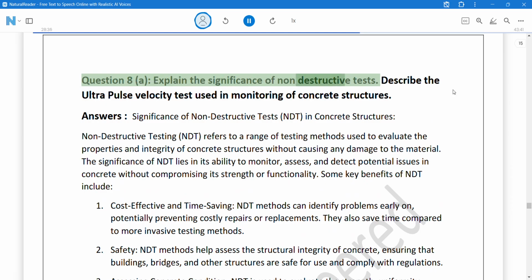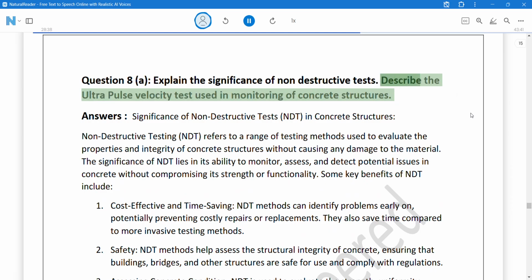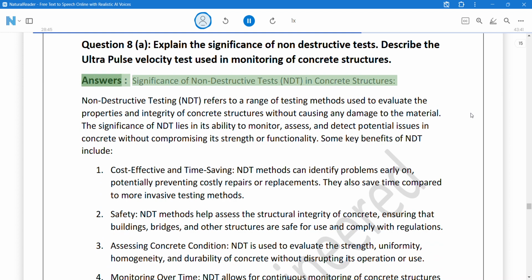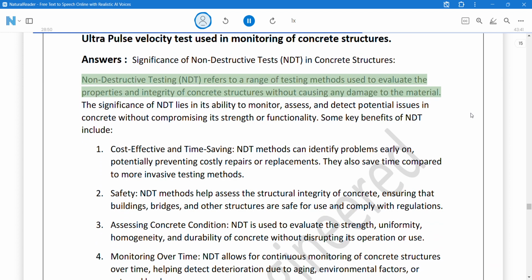Question 8. Explain the significance of non-destructive tests. Describe the ultrasonic pulse velocity test used in monitoring of concrete structures. Answer: Significance of non-destructive tests in concrete structures.